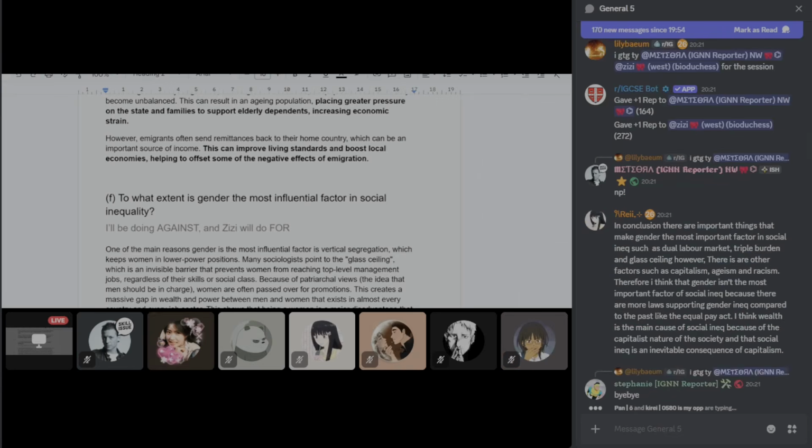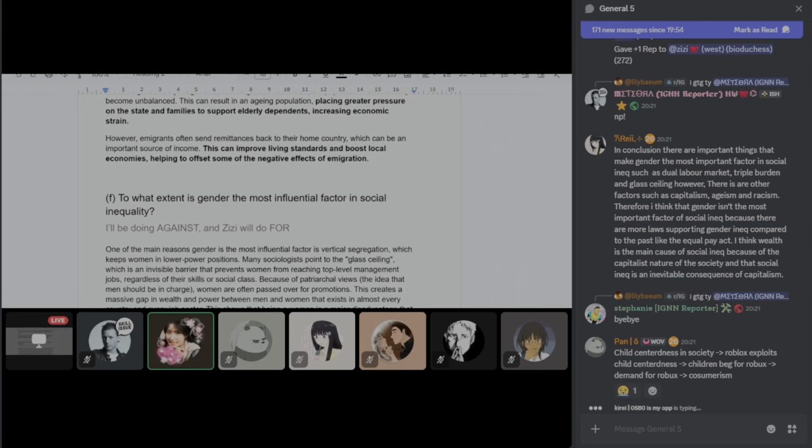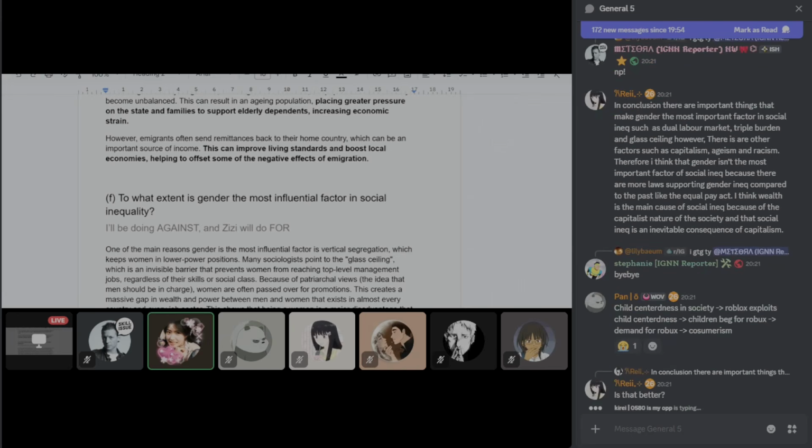Okay, so in conclusion, there are other factors such as capitalism, ageism, and racism. Therefore, I think that gender isn't because there are more laws.